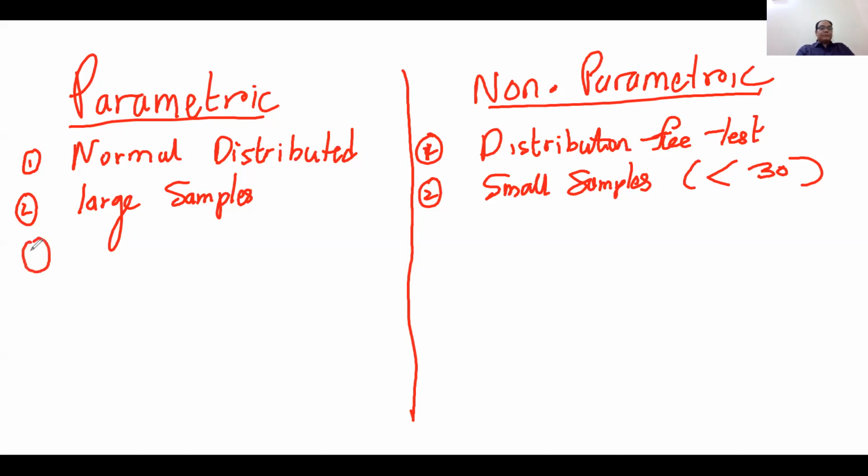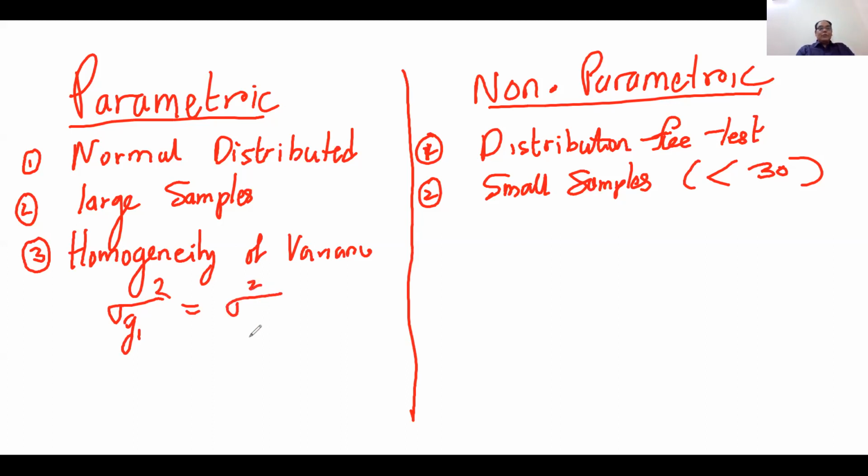Third case is called homogeneity of variance. Homogeneity of variance means the variance of group 1 is equal to the variance of group 2. We have seen in the t-test and ANOVA test that this condition is required, and here the homogeneity of variance is not required.